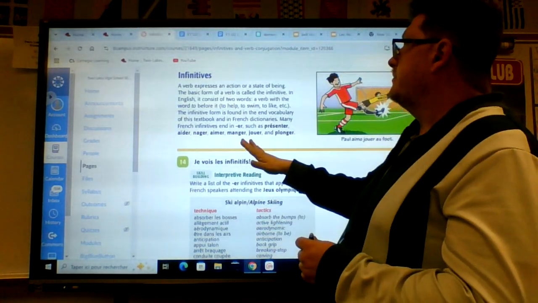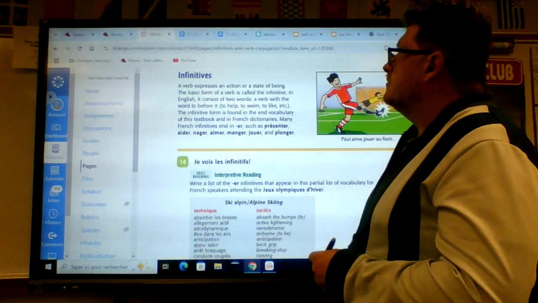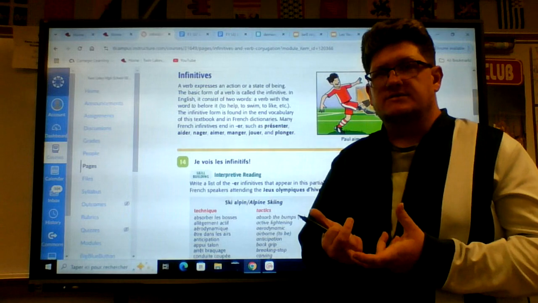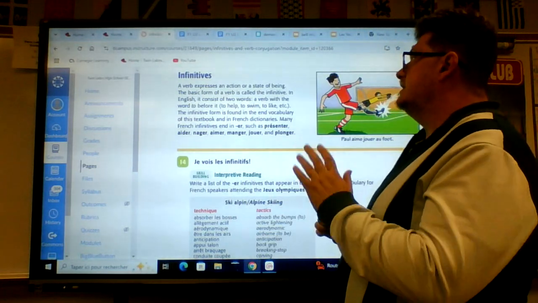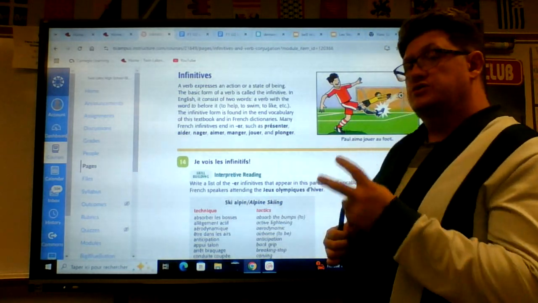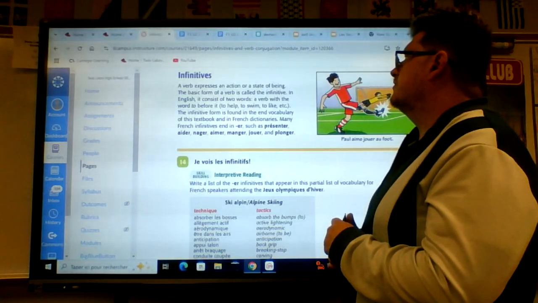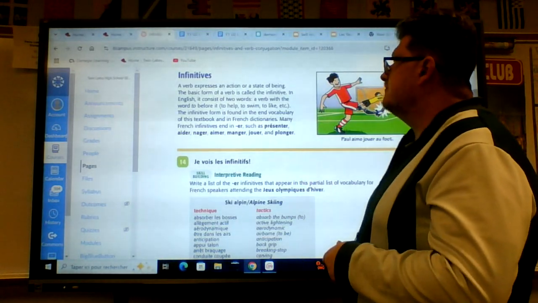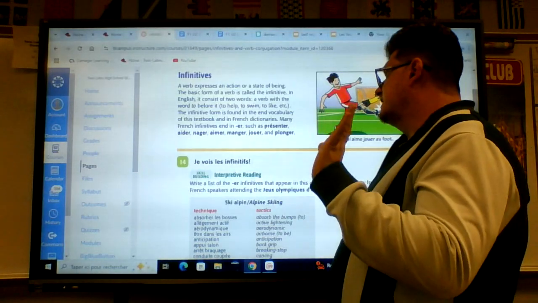Okay? So, when we talk about infinitives, a verb expresses an action or state of being. The basic form is called an infinitive. These exist in English, and it consists of two words. So, a verb with the word to before it: to help, to swim, to like, etc. The infinitive form is found in the end vocabulary of the textbook.